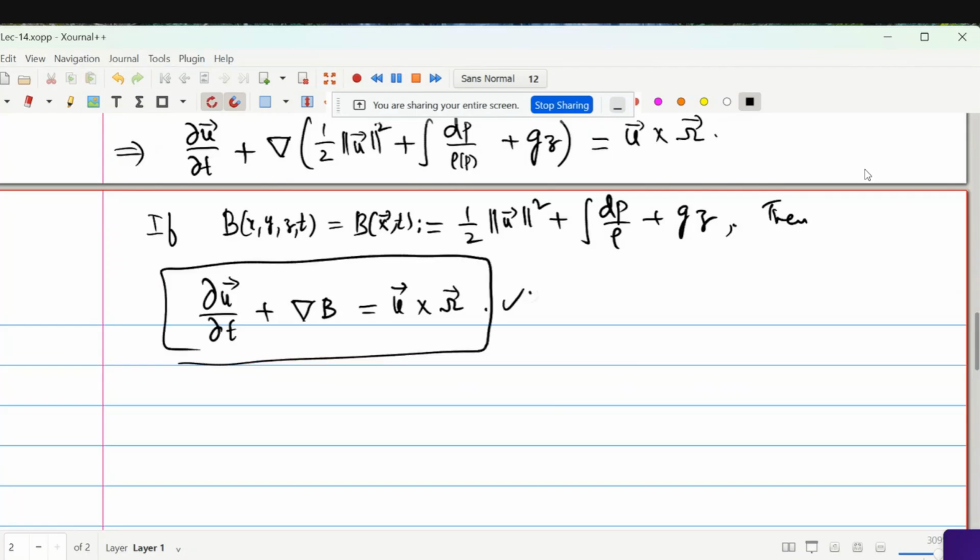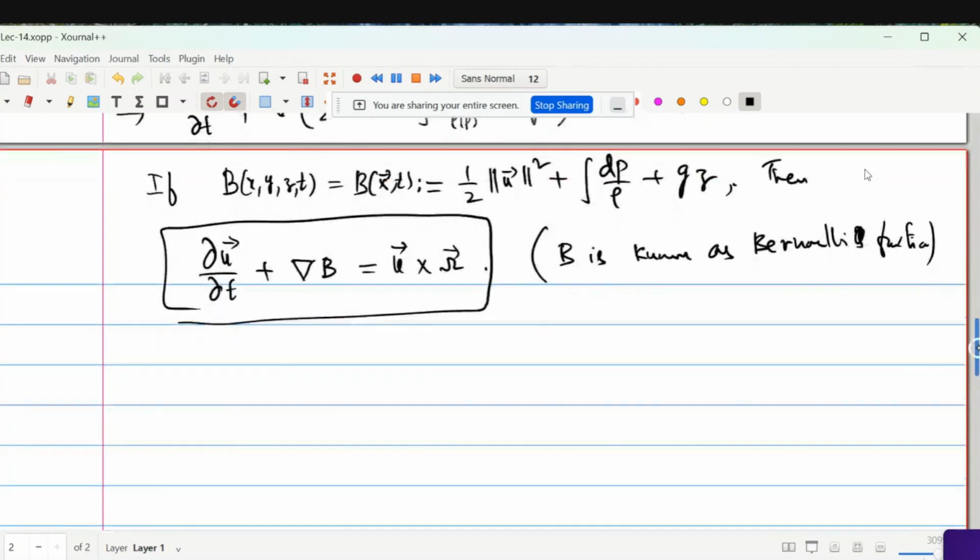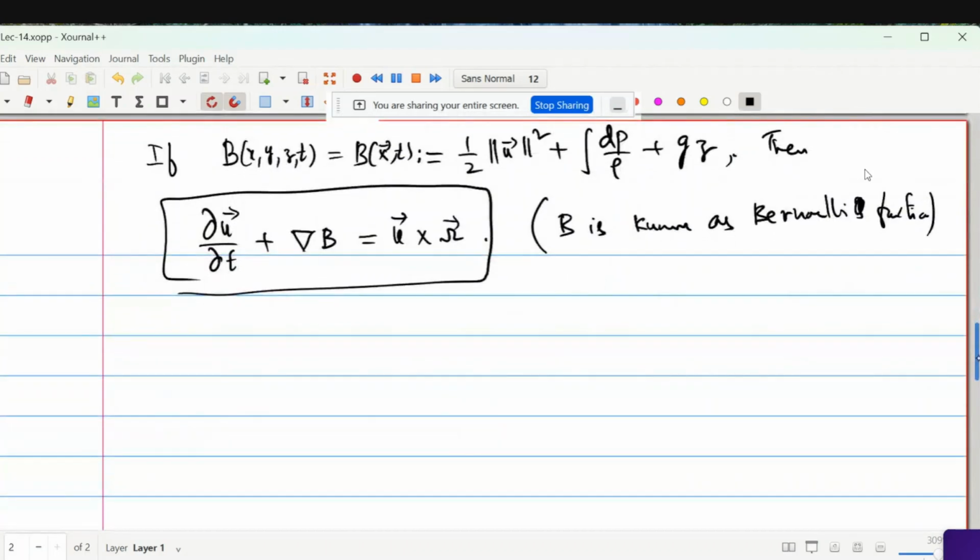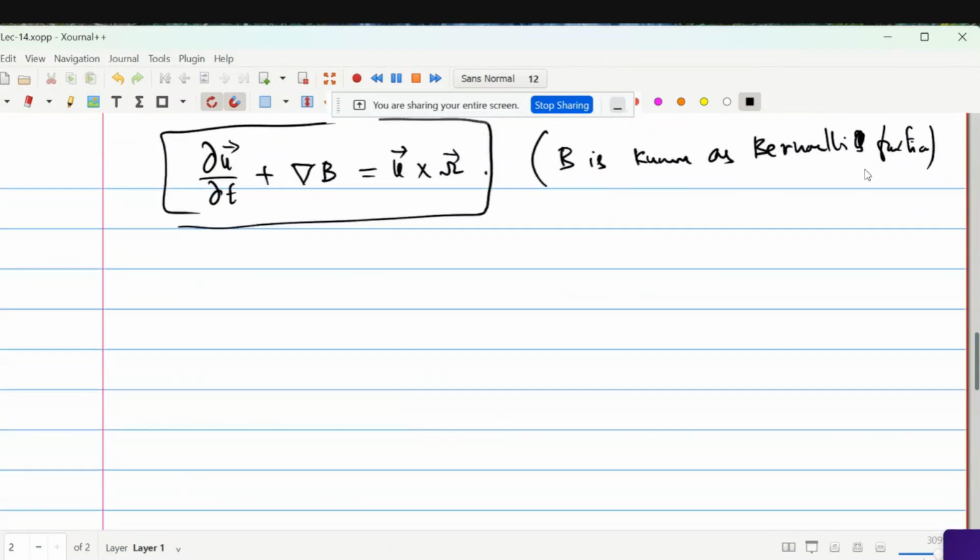So the momentum equation is this now, where B is called the Bernoulli function. Once you integrate, you call this the Bernoulli equation. So when can you integrate now?